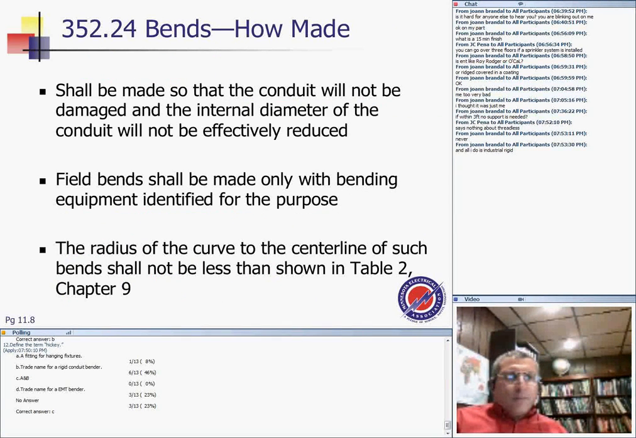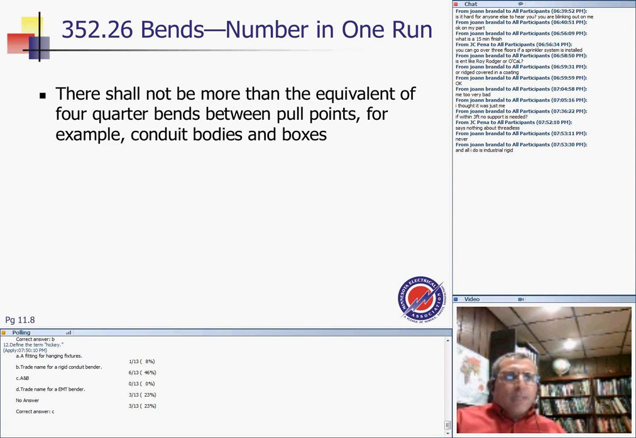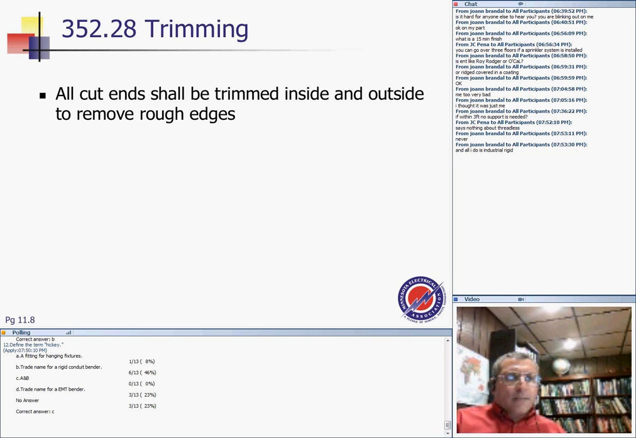But same thing, guys. You don't want to damage the interior, and only bends identified for the purpose shall be made. You can't create your own bend, and you're going to use the one-shot and so forth in the radius, as we talked about, with that 360 degrees, which is four quarter bends, the maximum they can go without a J box.